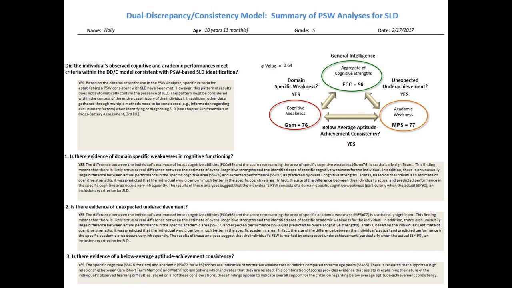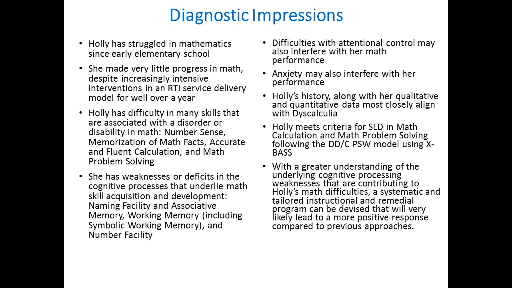We can scroll down on that PSW tab, and the questions related to the PSW, is there evidence of domain-specific, is there evidence of unexpected, is there evidence of below average, all of those are answered there. You can print this out.